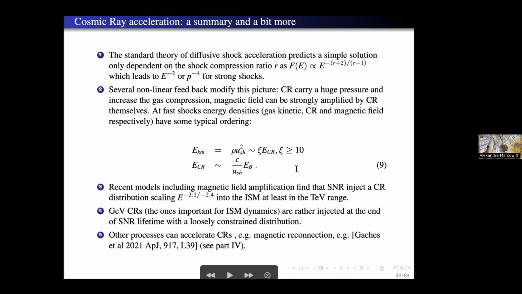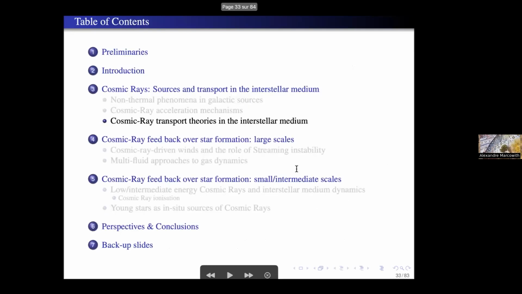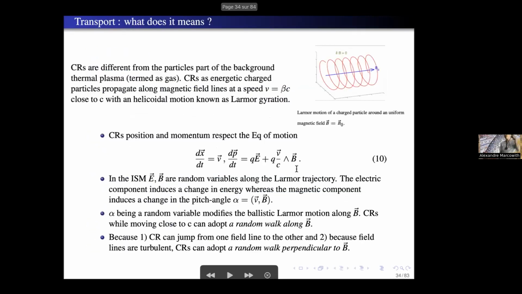There are other processes to accelerate particles. If I have time, I will talk about it. Or you can talk to Stephanie, because she co-signed this paper with Brown Galaxies. Cosmic ray transport theory in the interstellar medium, I have about 2 minutes to talk about this. So I will take questions now.